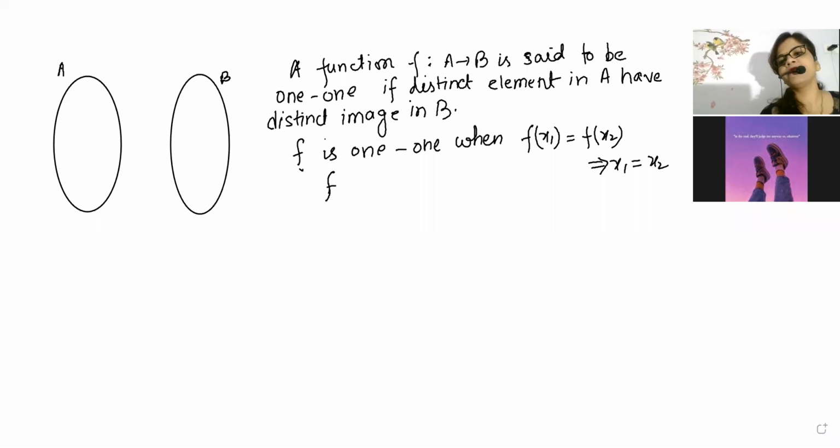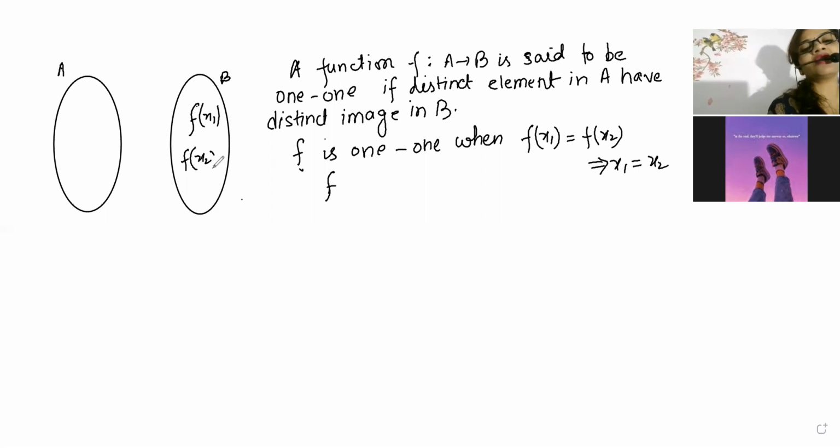Okay, now look here, beta. Here I have understood one very important thing: I have kept two images equal, and when I kept two images equal, I came to know that if images are equal, their pre-images are also equal. What are x1 and x2? x1 and x2 are the pre-images, and f of x1 and f of x2 are the images. So we started with the images being equal.